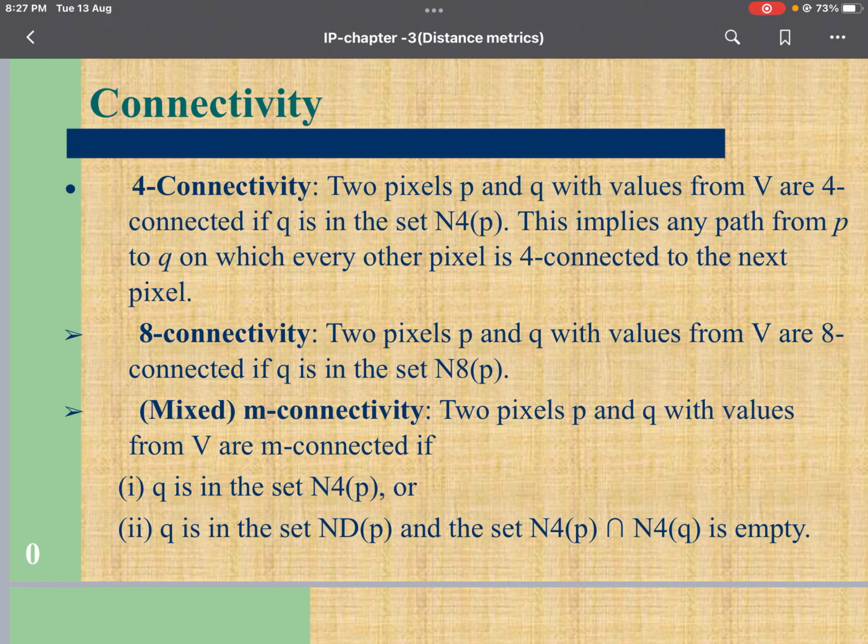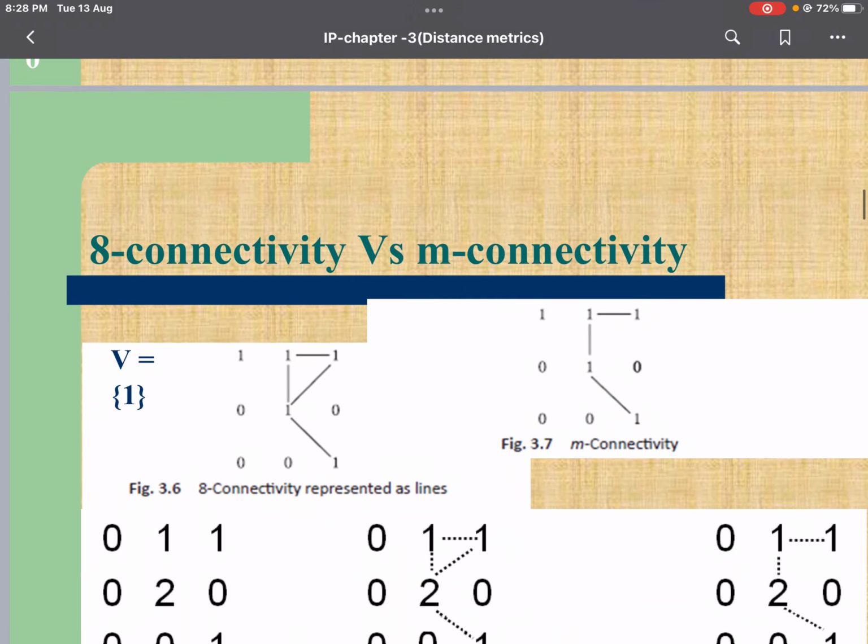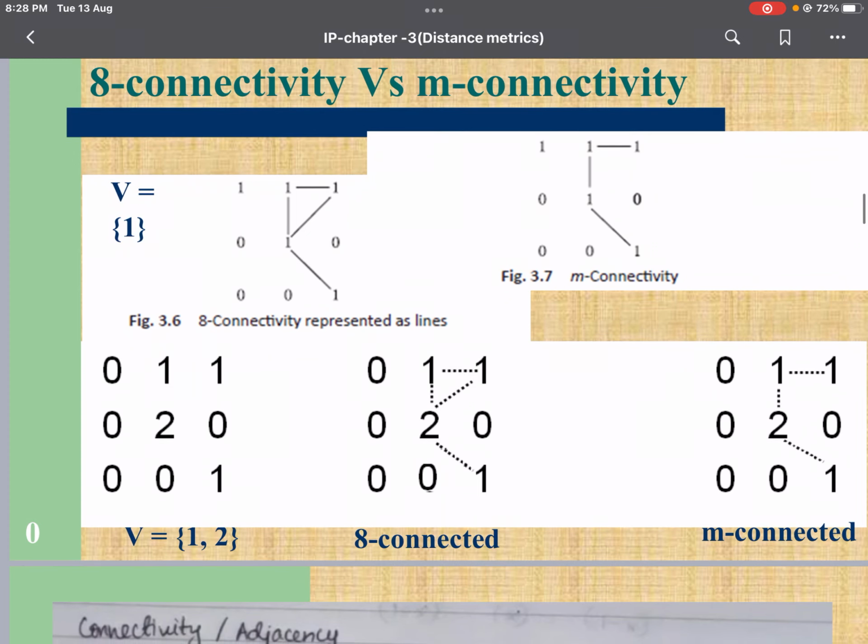Then mixed connectivity. In the case of 8 connectivity, we actually have a drawback here. To overcome the drawback, we have the M connectivity. Two pixels P and Q with values from V are M connected if Q is in the set N4 of P, or Q is in the set ND of P and the set N4 of P intersection N4 of Q is empty. Let us take an example of that.